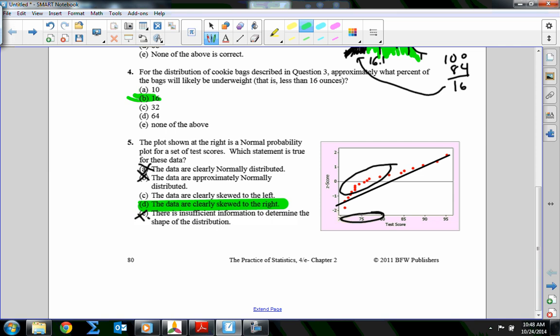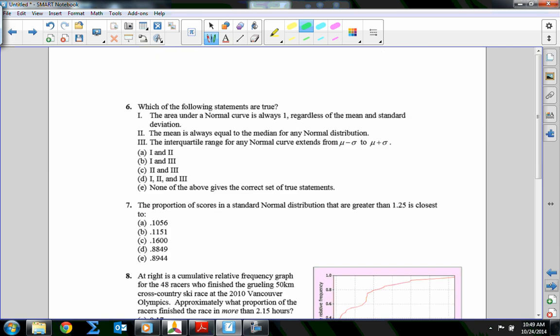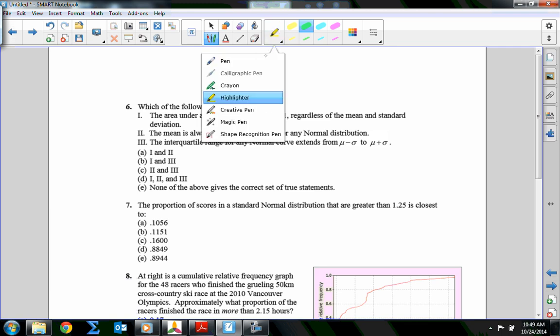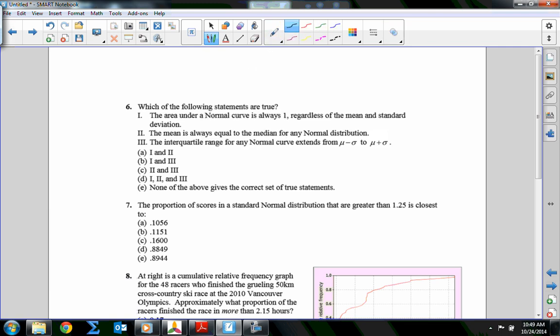All right, let's see the next page. Which of the following statements are true? The area under a normal curve is always 1, regardless of mean and standard deviation. That is true. Let's give it a check. The mean is always equal to the median for any normal distribution. Well, any normal distribution is symmetric, and so that means that the mean and the median are the same. Let's give number 2 a check.